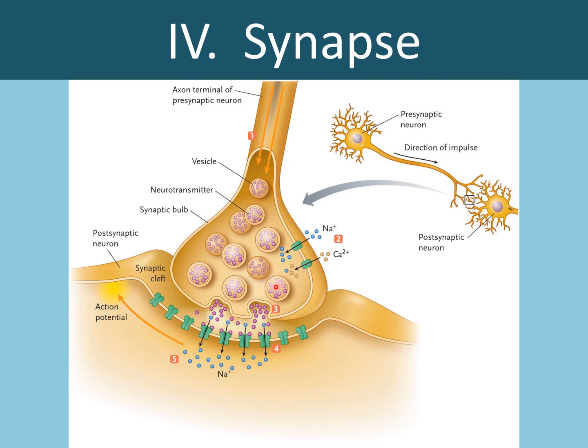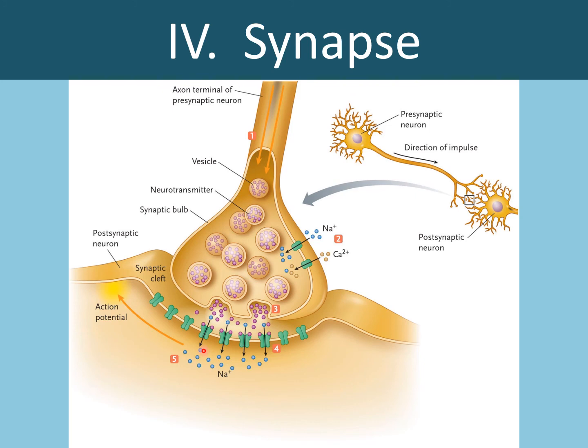And when that happens, these bubbles are going to fuse with the membrane of the axon terminal. When those bubbles fuse, they release their contents, the neurotransmitters, out into the synapse. Those molecules diffuse across the synaptic cleft and reach the target cell. At the target cell, these neurotransmitters bind to chemically gated ion channels. Do you remember those from one of our previous slides? They were the other type of gated ion channel.